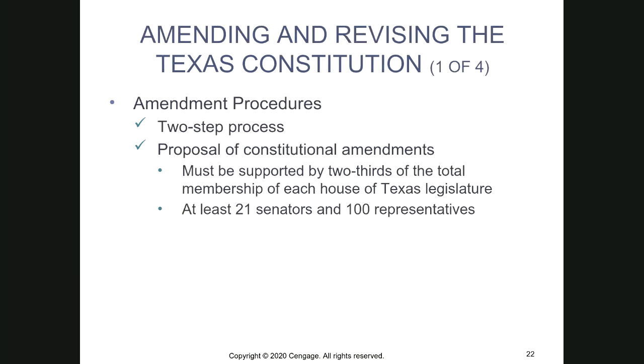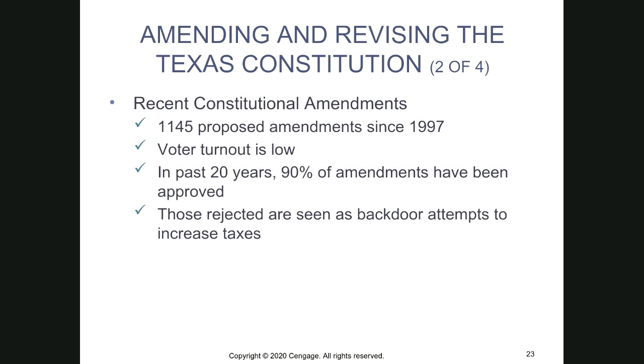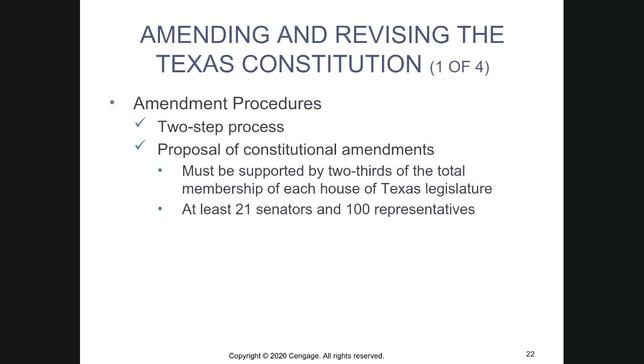Okay, so what happens if we want to amend the Texas Constitution? Well, it's a two-step process. So the first step starts with the Texas legislature. So that's where the proposal step is going to start. It needs to be supported by 2/3 of the total membership of each house of the Texas legislature, meaning both chambers need to be in support. So at least 21 senators and 100 representatives need to agree to send it to the voters. So after we have the Texas legislature approve it, the second part of that process is it goes to the Texas voters for approval.